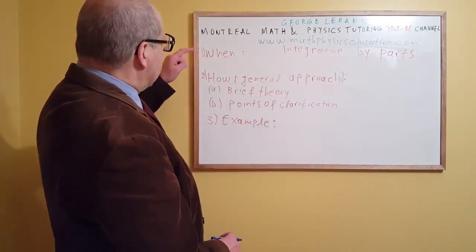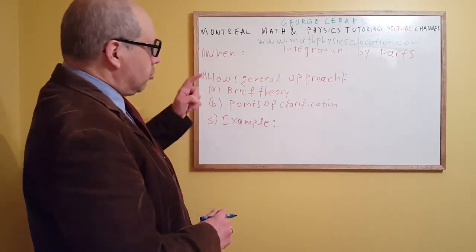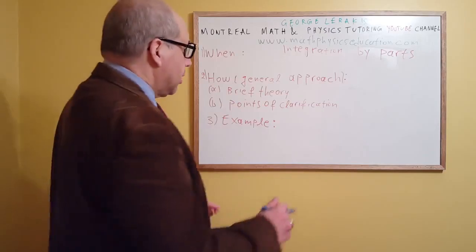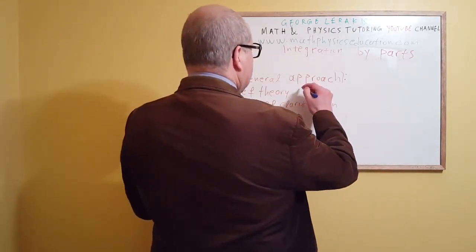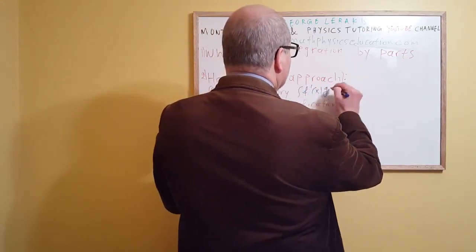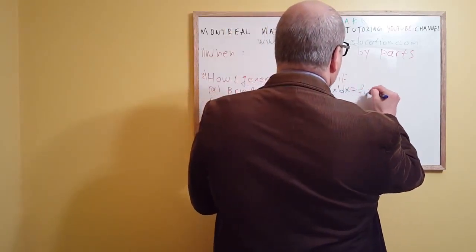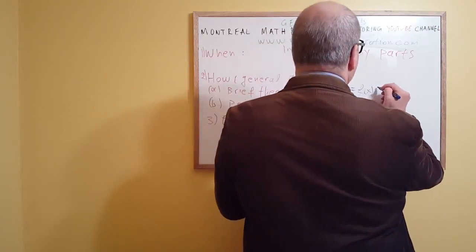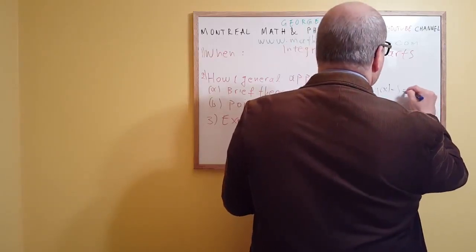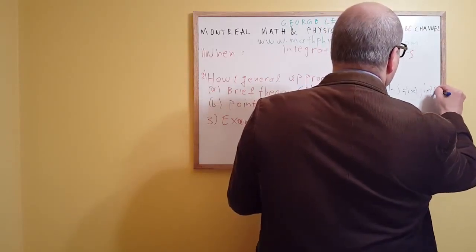So let's start first with when you have to use integration by parts. To answer this question, you have to know a bit about the theory, which is that the integral of f prime of x times g of x dx is equal to f of x g of x minus the integral of f of x g prime of x dx.